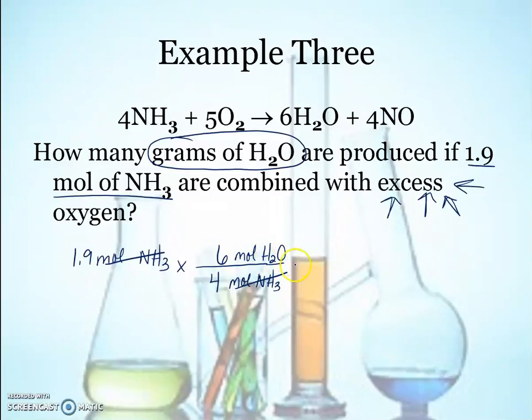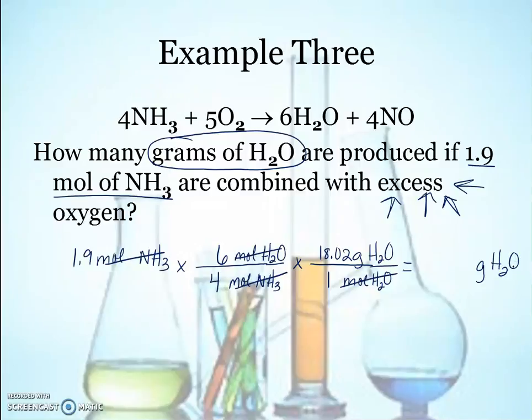We want grams of water, and this part you already know how to do. So what do we do? We take moles on bottom. We put grams on top. Mole always has a 1 in front of it. And grams here, this is your formula mass, 18.02. Okay, moles cancel. We're left with grams in our answer. That's what we want.